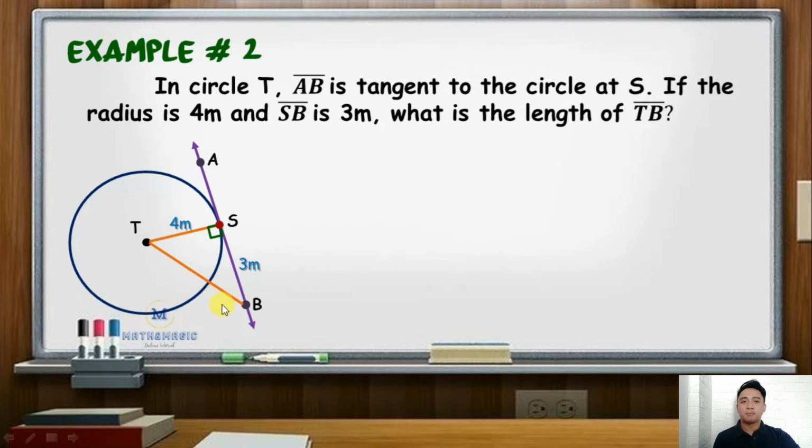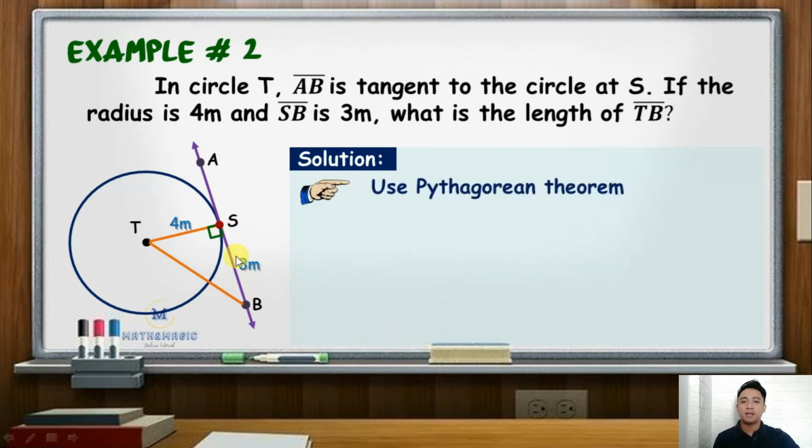Just like in the first example, we need to establish the relationship between the radius and the tangent line. And as stated in the theorem, the lines are perpendicular and thus form the right triangle TSB. In the example, we are looking for the value of a side of a triangle, given the other measures in a right triangle. Hence, we consider using the Pythagorean Theorem in solving the length of the remaining side. The equation will be the square of segment TS plus the square of segment SB equals the square of segment TB.